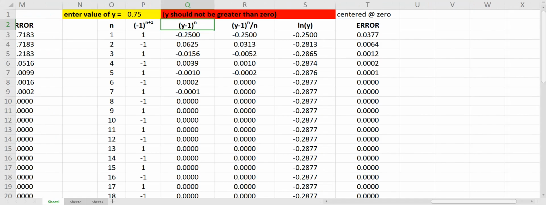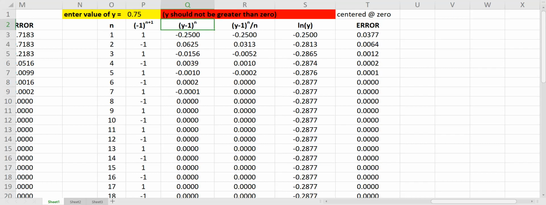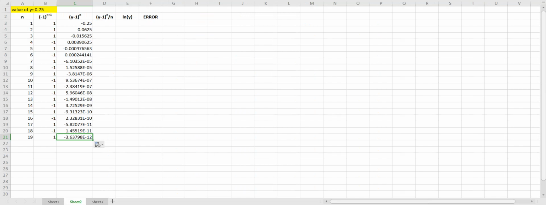You can see here in our spreadsheet number 1 that the value of (y minus 1) raised to n is now rounded off to 0 starting from n equal to 8. But here we can see a more detailed value, which is very small, because you can see the exponent is negative 6. From n equal to 9 to n equal to 19, it becomes negative 3.6379 raised to negative 12.